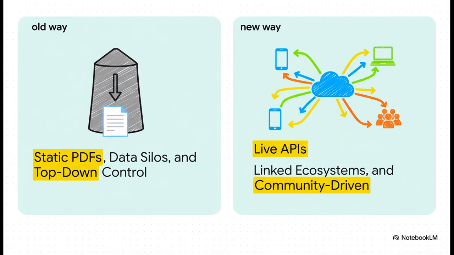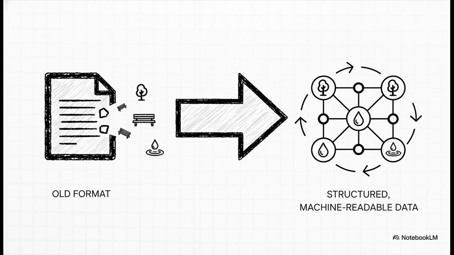I mean, the difference is just night and day. The old way is static, it's siloed, it's controlled from the top down. But the new way is built on live APIs, creating this incredible linked ecosystem where data is shared openly and is often driven by the very community that loves and uses the trail. This, right here, is the fundamental mindset shift we're talking about. Real digital transformation isn't about making a pretty PDF. Nope. It's about liberating the information inside the document and turning it into structured, machine-readable data that can be constantly updated, questioned, and built upon by anyone.